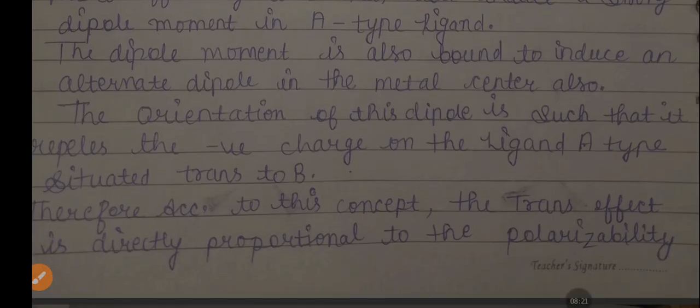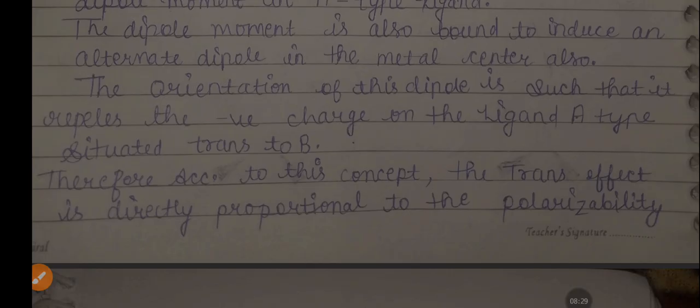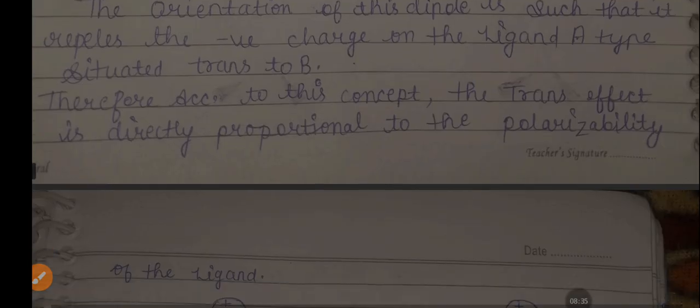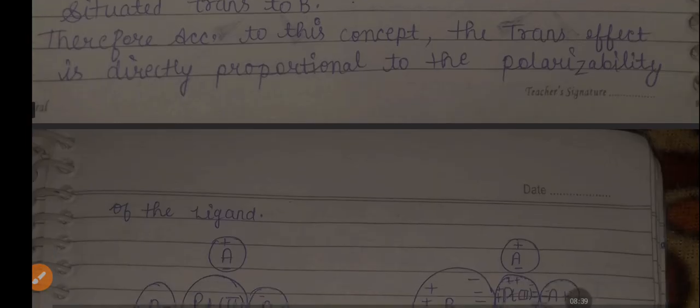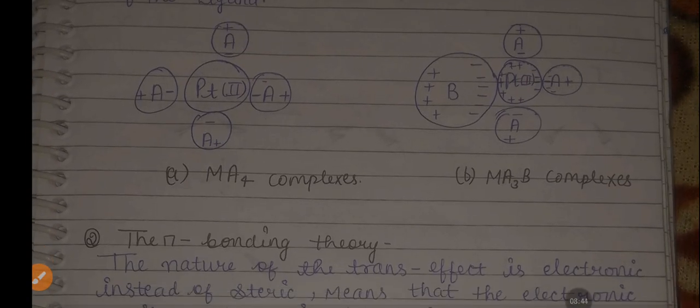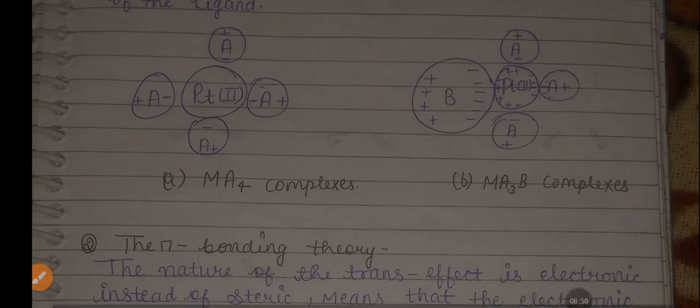The dipole moment is also bound to induce an alternate dipole in the metal center. The orientation of this dipole is such that it repels the negative charge on the A-type ligand situated trans to B. Therefore, according to this concept, the trans effect is directly proportional to the polarizability of the ligand. Structure A for MA4 complexes and structure B for MA3B complexes.